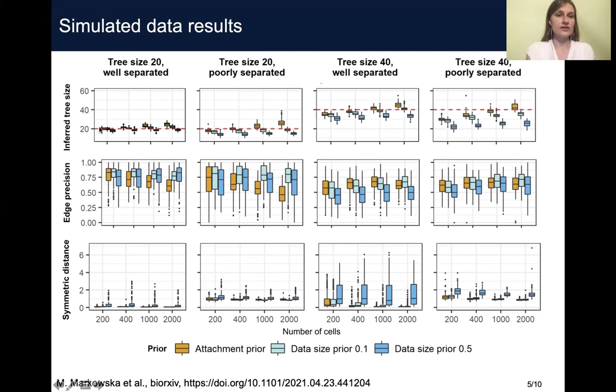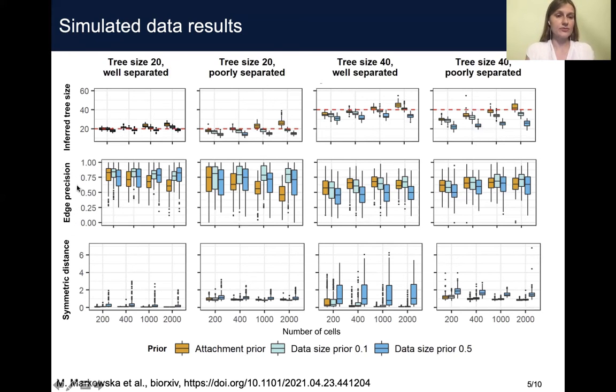The inferred tree sizes oscillate around the true value for the smaller trees. And for the bigger trees, we can see that the size of the tree is rather underestimated. We can also observe that the size of the tree strongly depends on the prior. Then, the most difficult part was inferring the exact structure of the tree.